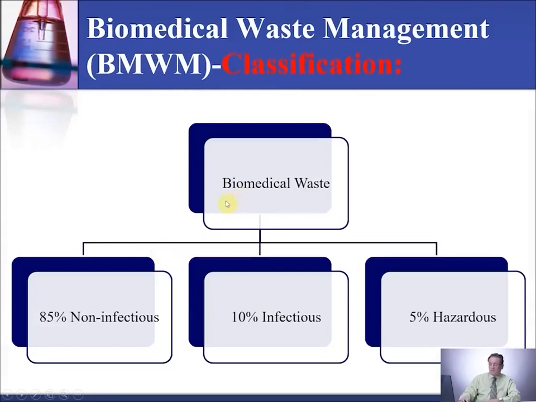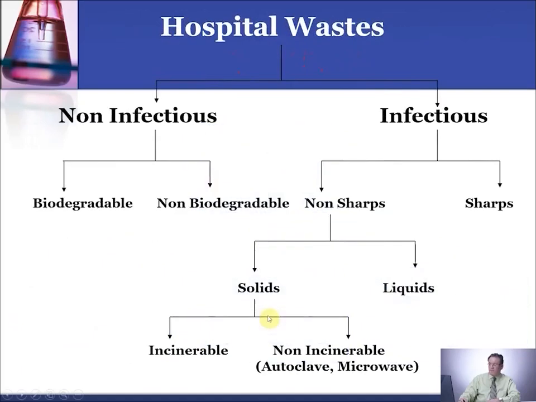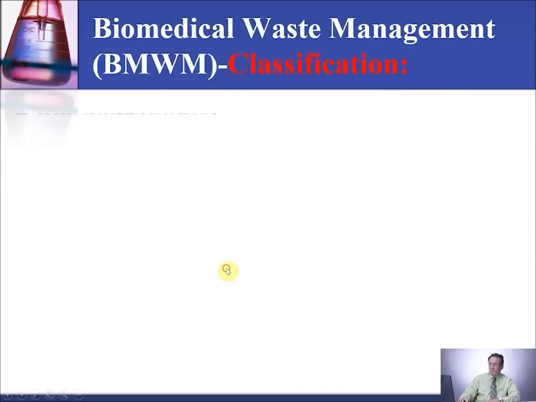Again, this is another classification for the biomedical waste. So it could be 85% non-infectious, 10% infectious, and 5% hazardous, where the 10 and the 5 can be grouped together. Also, for hospital waste, non-infectious could be biodegradable or non-biodegradable. The infectious waste can be non-sharp or sharp. The non-sharp could be solid or liquid. The solid could be incinerable or non-incinerable, needing autoclaving or microwaving, as we will talk about later on.